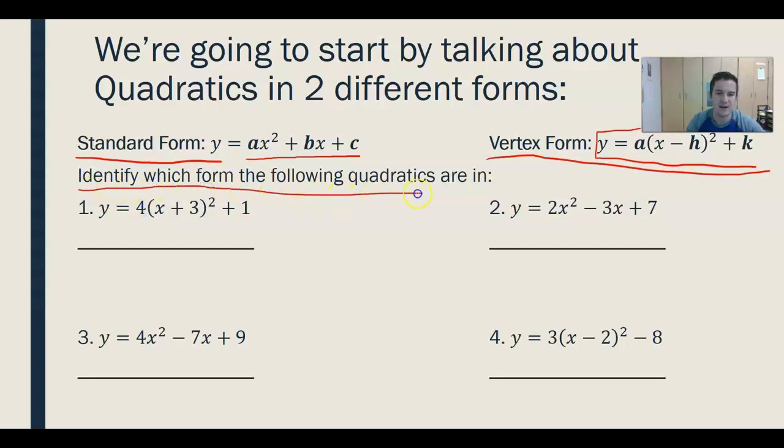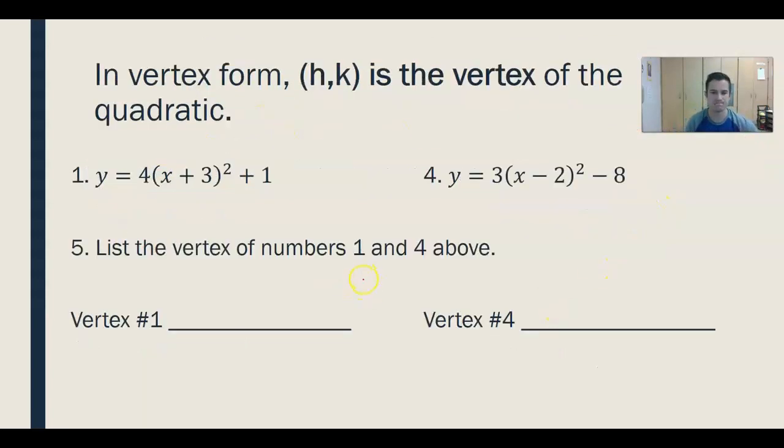So here it says identify which form the following quadratics are in. Well, this one right here, I can see these parentheses and the squared. That's going to be vertex form. This one right here, ax squared plus bx plus c, that's going to be standard form. This one right here is also going to be standard form. And this one right here is going to be vertex form. So that's part of this lesson. I want you to be able to identify what form a quadratic function is written in. This is standard form. This is vertex form. Okay.